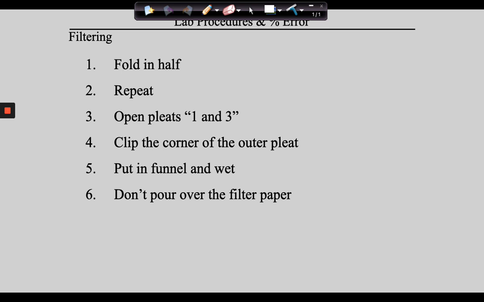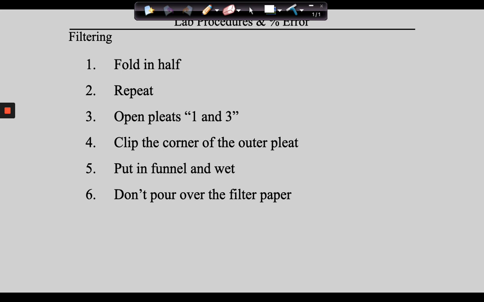The problem is right now it's two-dimensional and you need to make it 3D. So you're going to take the paper, fold it in half twice, and then when you look at it down this edge, you'll notice that there are four pleats. You are going to open this between pleats 1 and 3. It doesn't matter which one you call 1 and which one you call 3. You're just going to stick your finger in there, and when you do, you'll find that this thing then actually forms a cone that perfectly fits in our funnels.